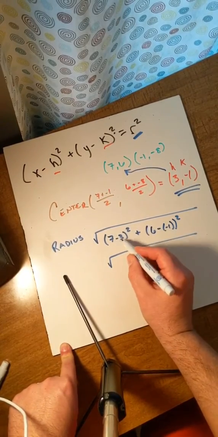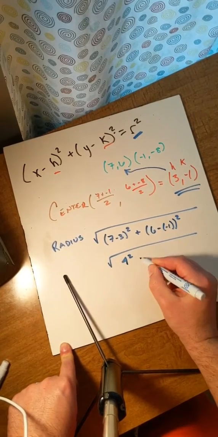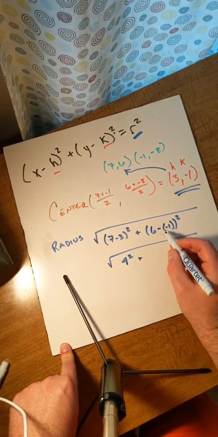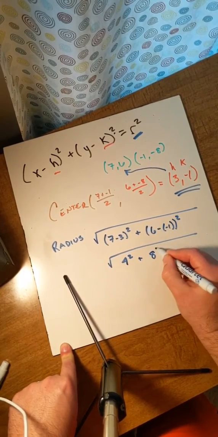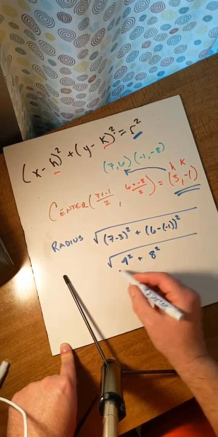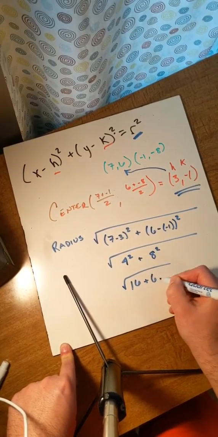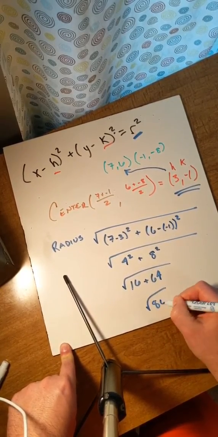All right, 7 minus 3 is 4, so we're going to do 4 squared. And then plus 6 minus negative 1, that'd be 8 squared. All right, so if we add them up together, let's see, that'd be 16 plus 64, and that'd be the square root of 80.